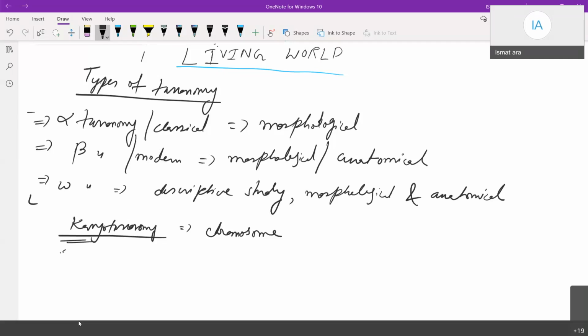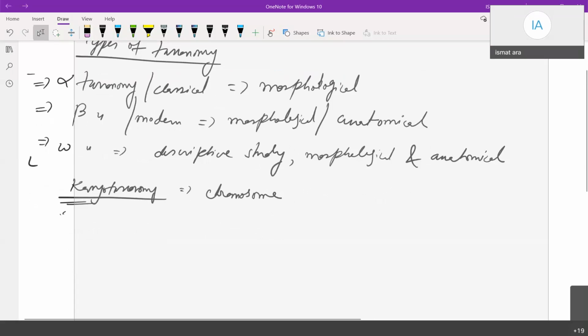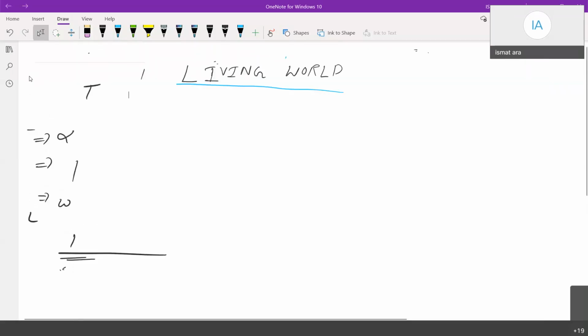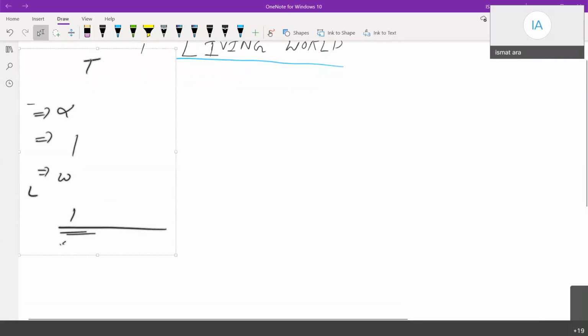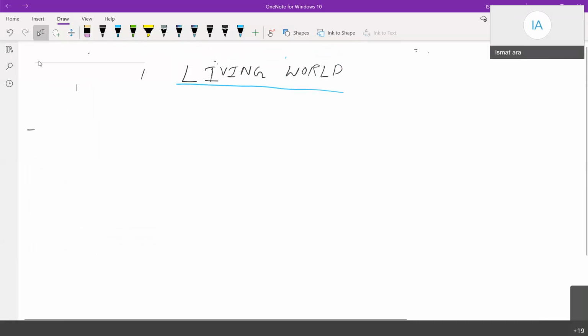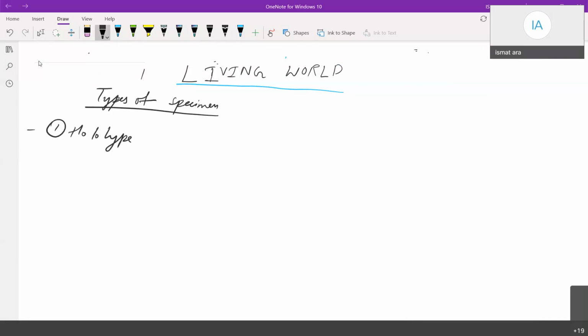Now what are the types of specimen you are using? So we have done with the types of taxonomy. Types of specimen. What are the types of specimen? Number one, holotype. Holo means complete. Wherever you are getting the word holo in biology, it means complete. Suppose first time you are giving a description of the original plant, that type of specimen is called holotype.